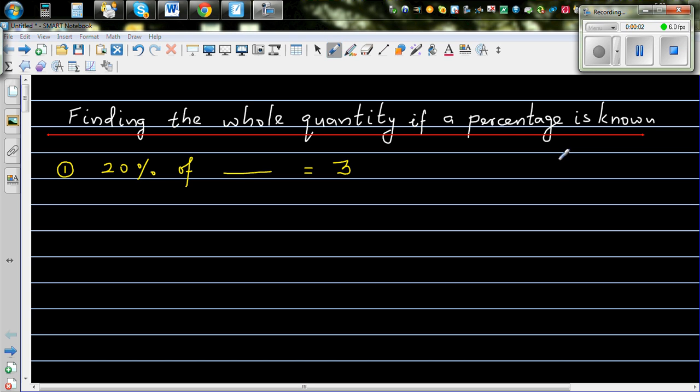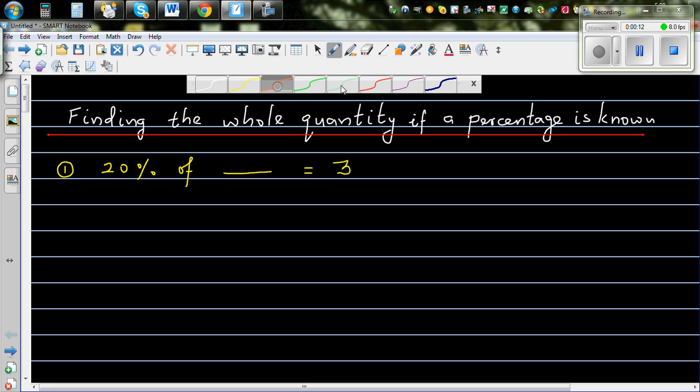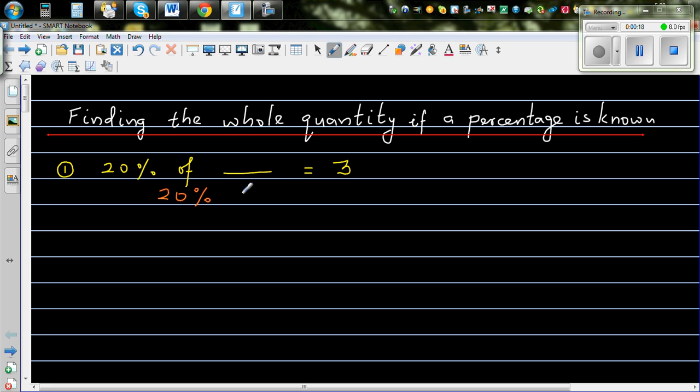In this video, I want to show you how you can find the whole quantity if a percentage is known. So the first question is, 20% of something is given to be 3. So what they're saying is, 20% is equal to 3. We want to find 100%. So the question is, what is 100%?